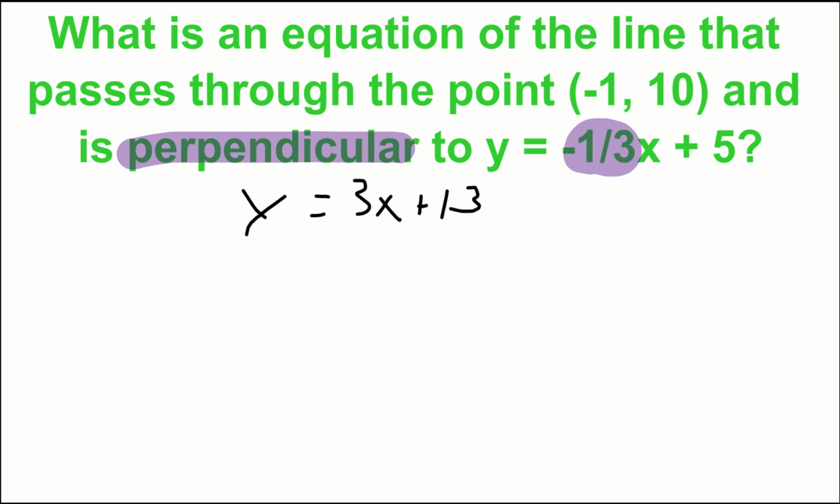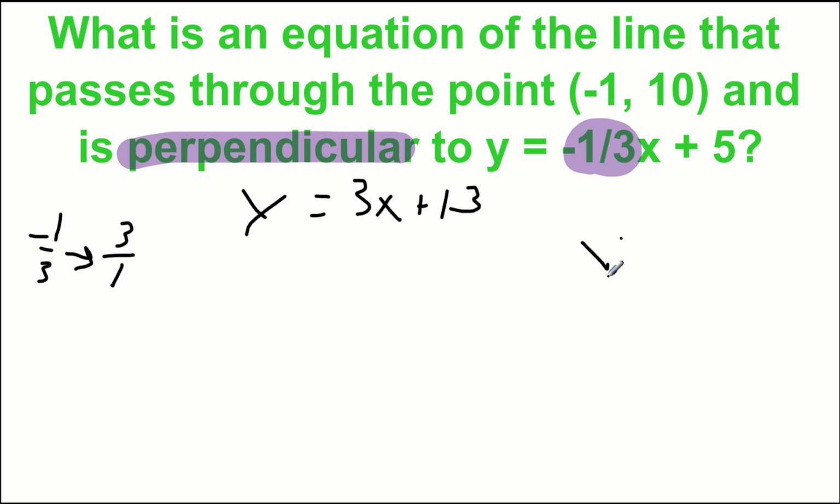The slope we start with is -1/3. When it's perpendicular, we've got to do the opposite reciprocal or the inverse reciprocal. It changes, like, flip it and change the sign, right? So if I've got -1/3, when we flip it, that becomes 3/1. It was negative, we changed it to positive. So that's +3 for our slope.